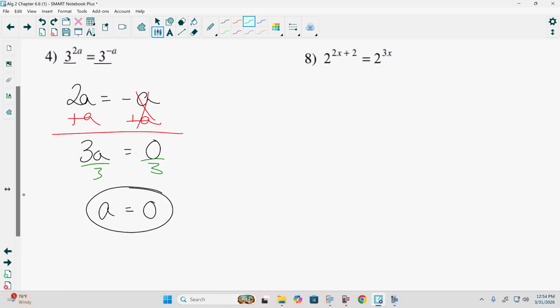This seems odd that it would be 0. We can check and make sure. 3 to the 2 times 0. That would be 3 to the 0, which is 1. 3 to the negative 0, well, that's just 3 to the 0, which is 1.